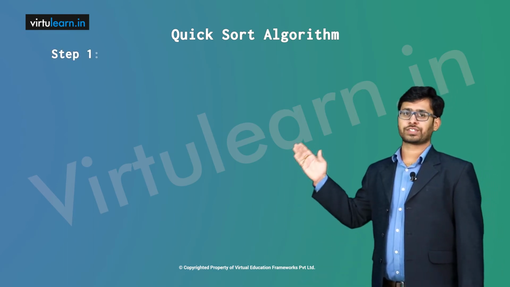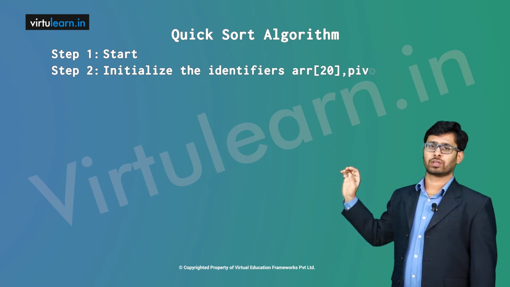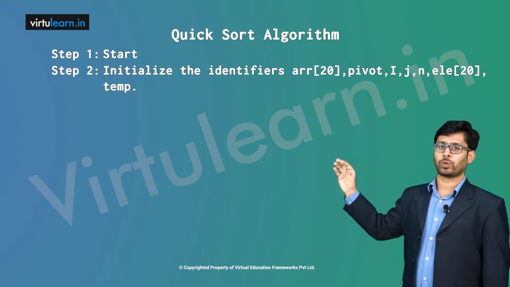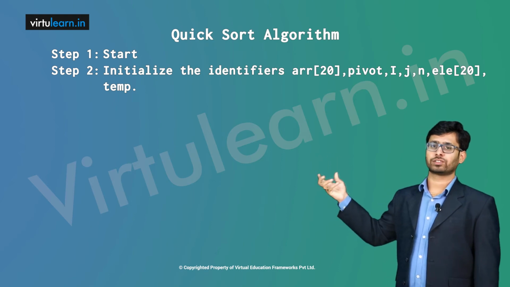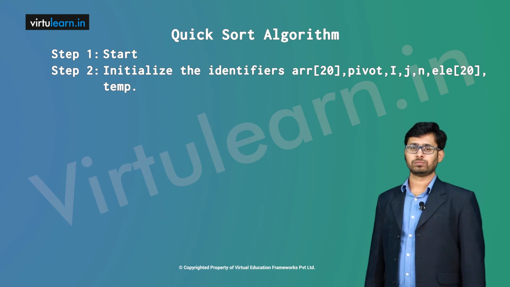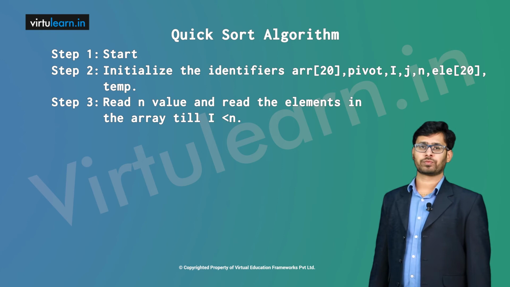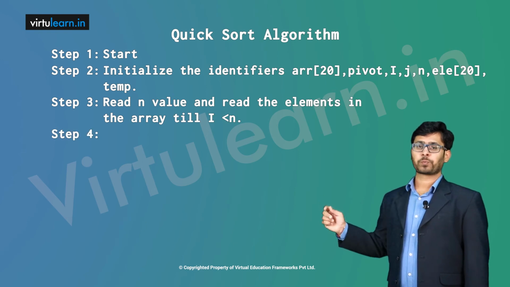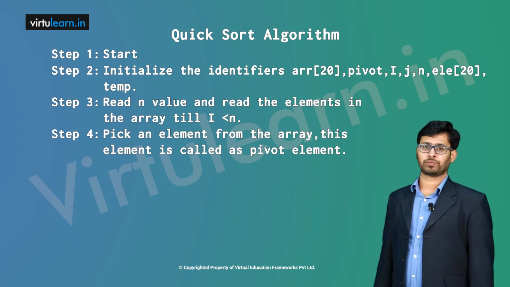Step 1, start. Step 2 is initialize the identifiers like array with size 20, pivot element, i, j, n, and elements to store temporary elements and a temporary variable. Step 3 is to read the n value and read the elements in the array. Step 4, pick an element from the array. The element is called the pivot element.